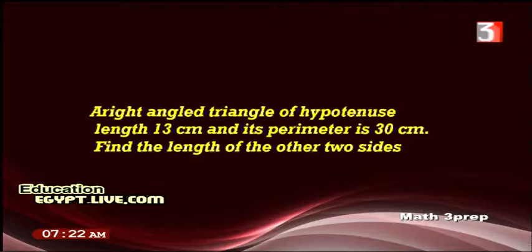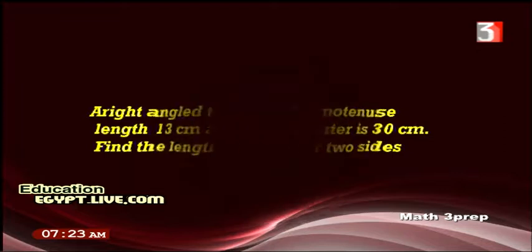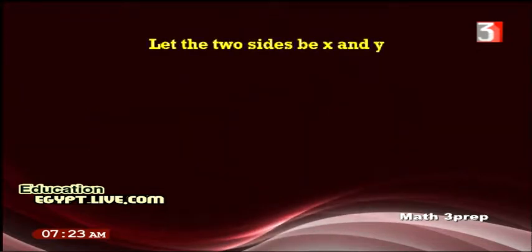Let us have another example. A right angle triangle of hypotenuse length 13 centimeters and its perimeter is 30 centimeters. Find the length of the other two sides. At the very beginning, you have a right angle triangle. The length of its hypotenuse is given as 13 centimeters. Then we don't know the two sides adjacent to the right angle. So we can say that let the two sides be x and y.